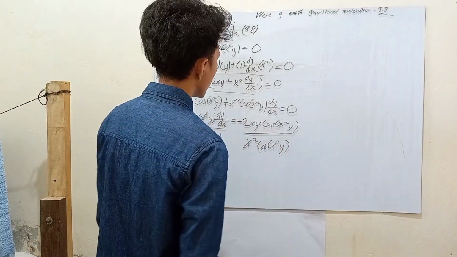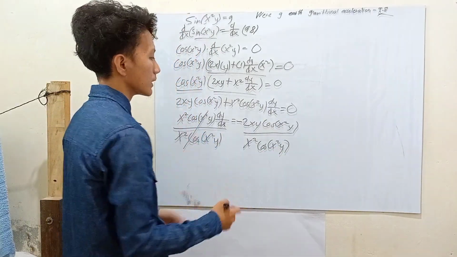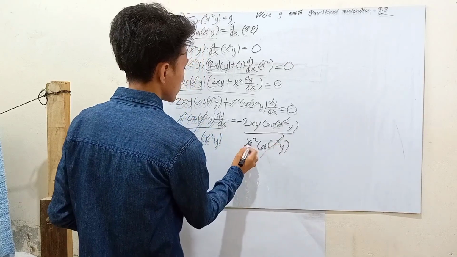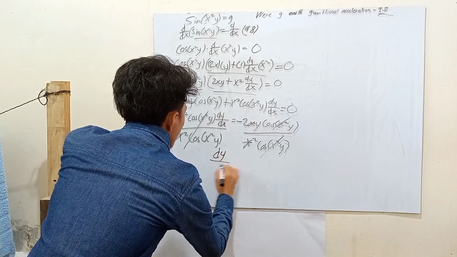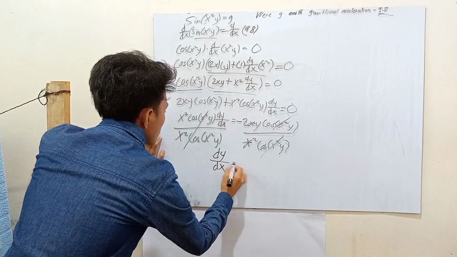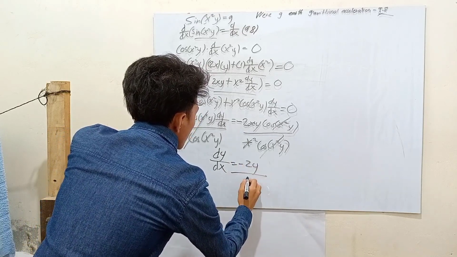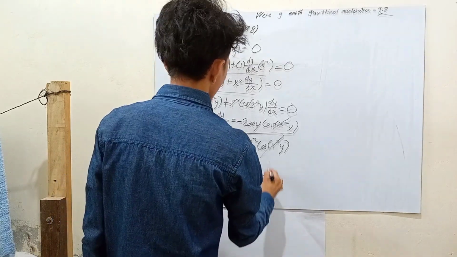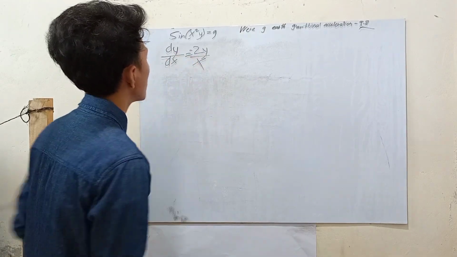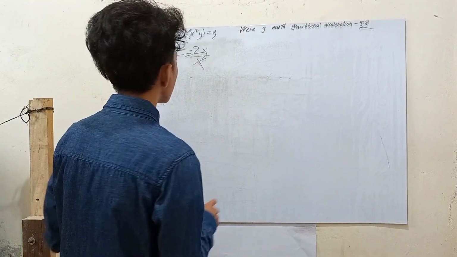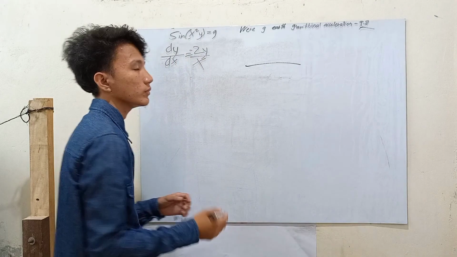On the other side, there are also the same terms. We can cancel them out also. Cancel and cancel. The remainder is dy over dx equals negative 2y over x. And this is our first derivative. Since our first derivative is negative 2y over x, to get our second derivative, we need to use the quotient rule.